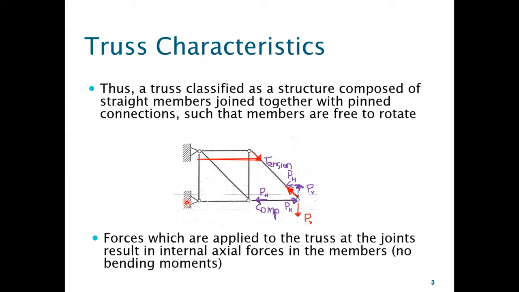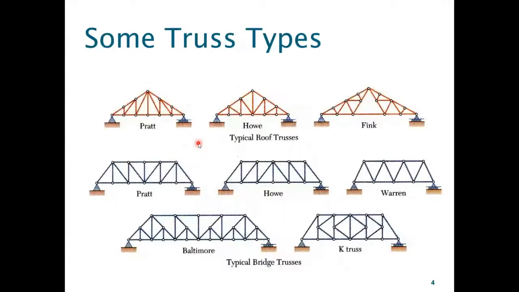Okay, so forces which are applied to the truss at the joints result in internal axial forces in the members, no bending moments. So that's just what we worked out. This external force here has made an internal force in this member, which is a tension force, and has also made an internal force in this member here, which is a compression force. We can go through the whole truss and resolve that out. So I'll do one example later on this.